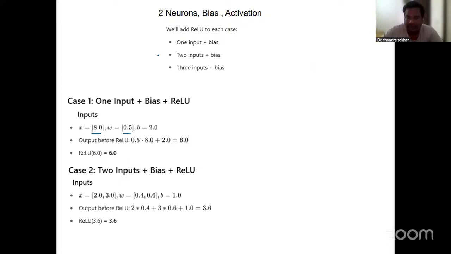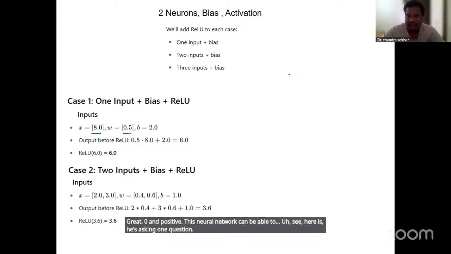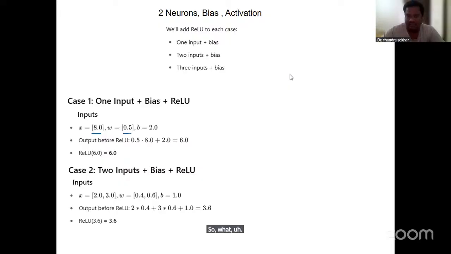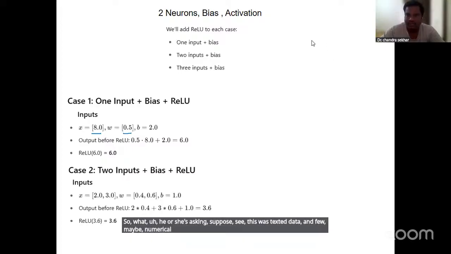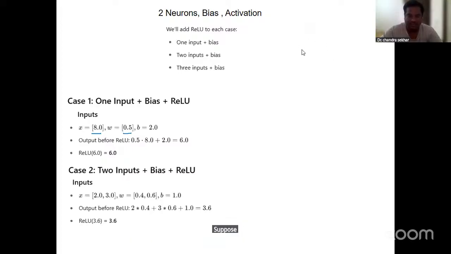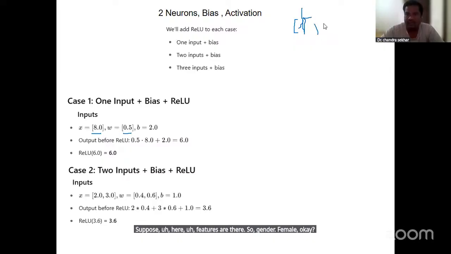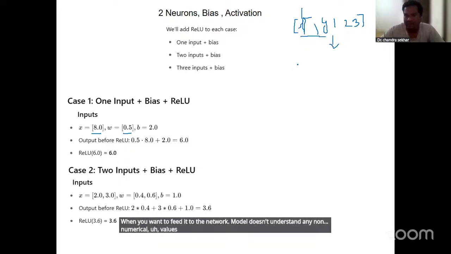Juhi Faridi is asking one question. So what is he or she asking? Suppose this was text data, and a few may be numerical. So it is your responsibility. Suppose the features are gender, female, likes coffee or not, age 23. When you want to feed it to the network, the model doesn't understand any non-numerical values. So you have to convert that.